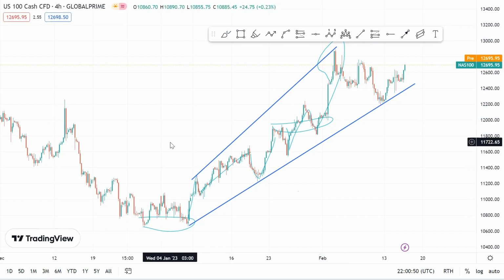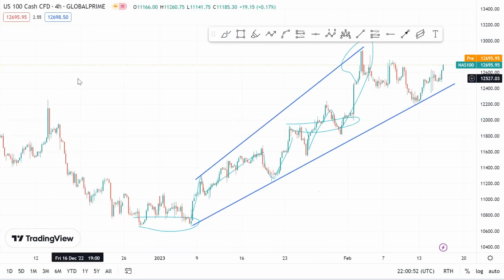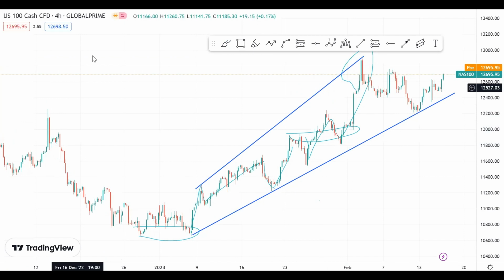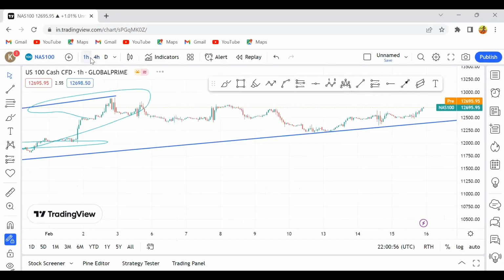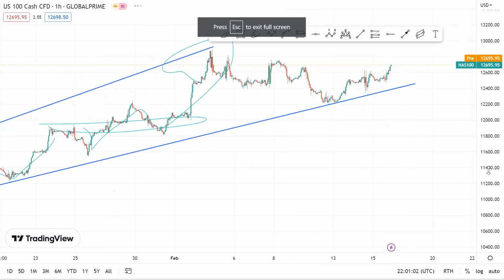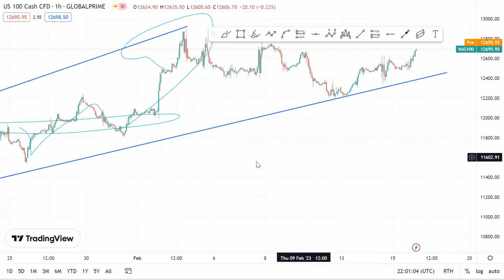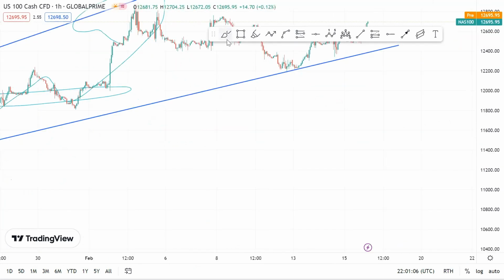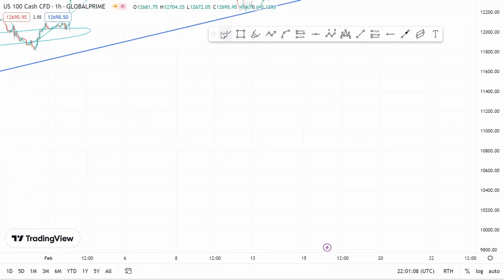Okay, so with that being said, let's go to an hourly time frame to see how effectively this strategy works. So zooming in and out of the chart. Okay, so I want to teach you something guys that will help you a lot. Let me remove this for now.